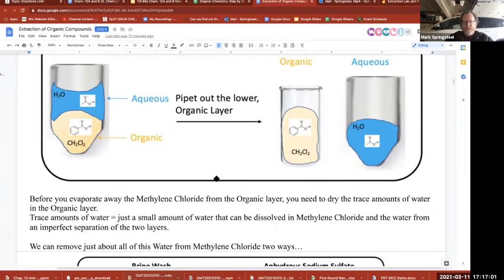All right. And so after we've separated the two layers, before you evaporate away the methylene chloride from the organic layer, this side over here, there'll be just a little bit of water still in here, because even though I pipetted up the bottom and I got mostly organic, my pipette will pick up a little bit of water, and there's a tiny, tiny amount of water that dissolves in methylene chloride. They're not completely immiscible. There'll always be a little bit of water. So we need to dry what we call the trace amounts of water. Trace means just a little bit in this organic layer. So that's like this standard extraction technique. You'll remove your organic layer, dry it with different techniques.